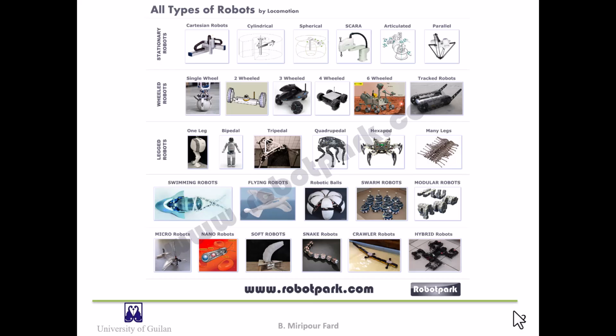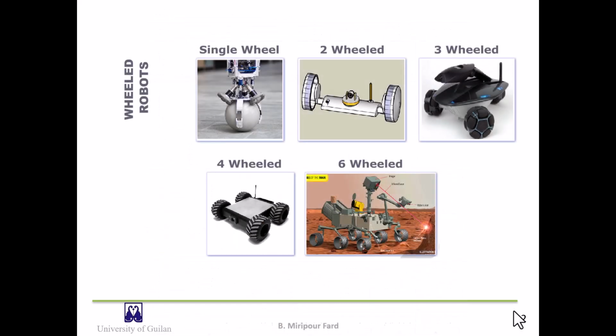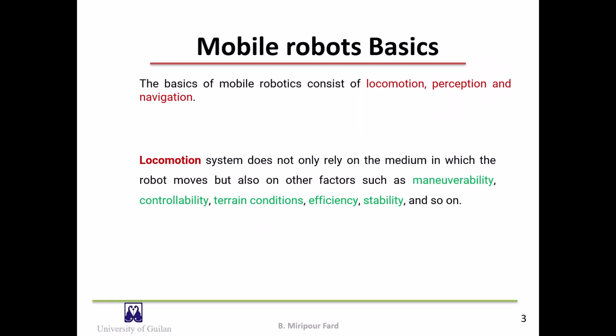As you know, robotics is a very broad field of study. In this figure, shown from the Robot Park website, you can see the types of robots based on the locomotion method. Studying each of these locomotive methods requires several courses. In this course, we will just focus on wheeled robots. We won't even study robots with tracks.